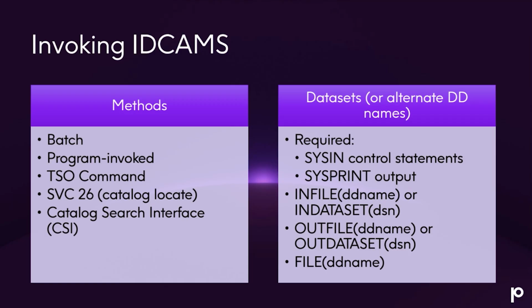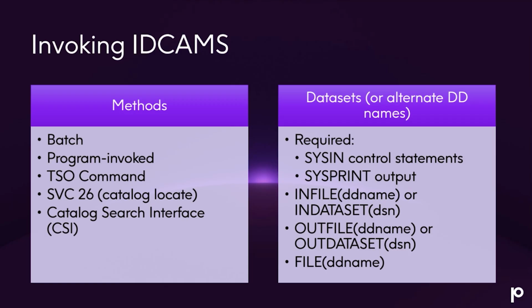So what do we need to do to invoke IDCAMS? Well, if we're doing it from a TSO command, we just issue the TSO command, but ultimately we need SYSIN control statements. We need a SYSIN DD, and we need control statements. And as we said, there are about 20 of them that tell IDCAMS what it is we want to do. Do I want to delete? Do I want to create? Do I want to alter? And then there are some other data sets that are usually required.